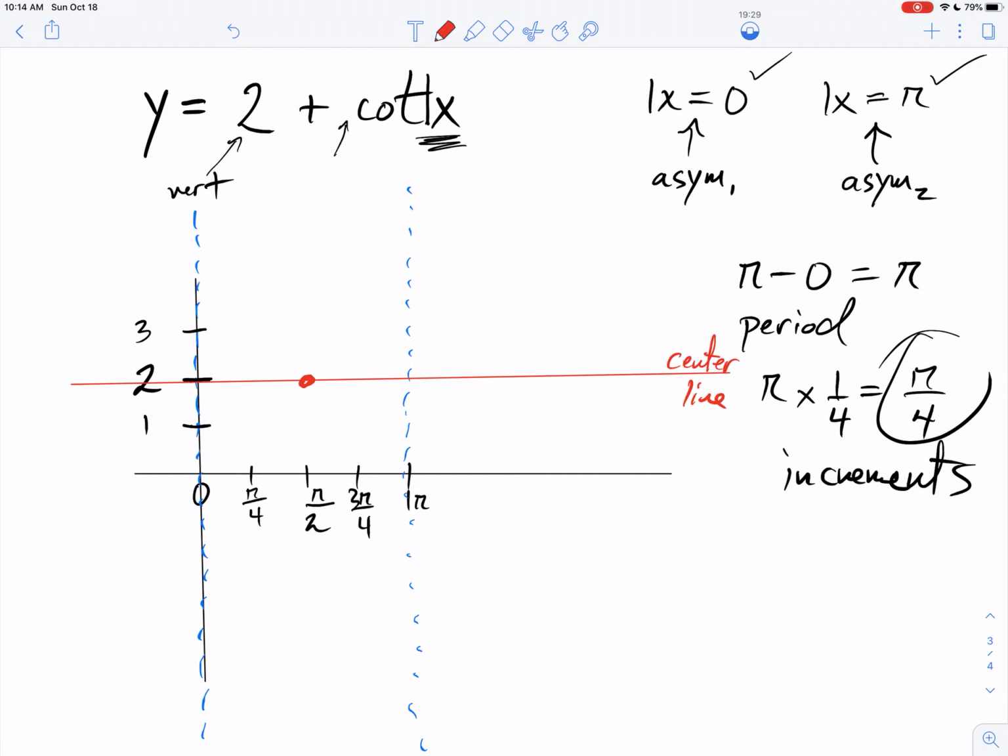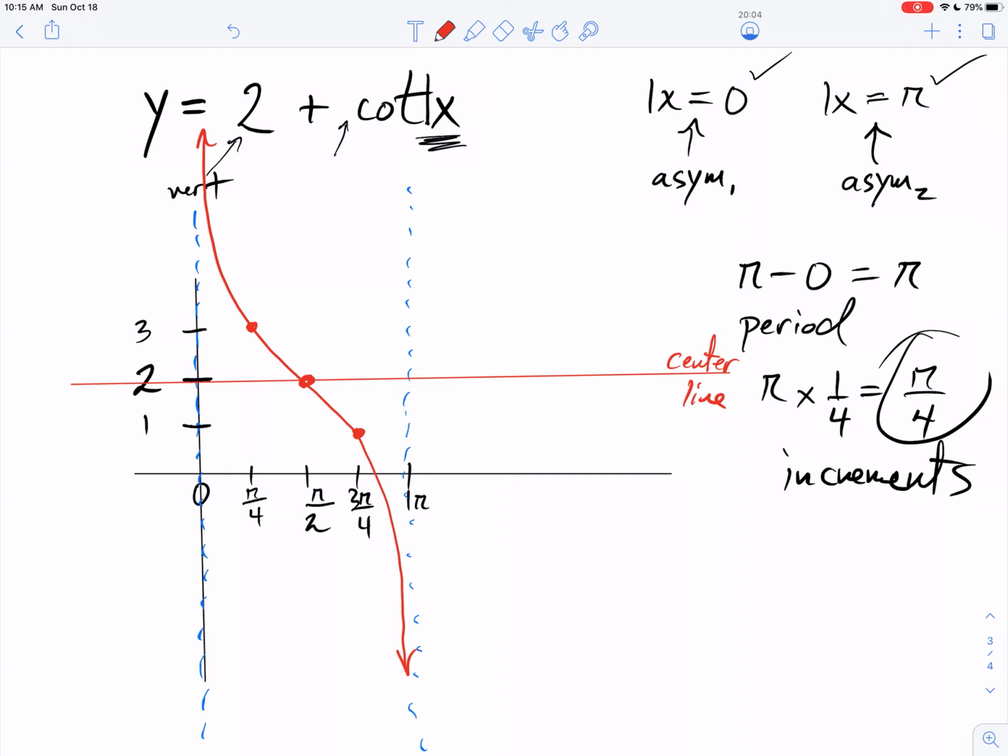Now, on a tangent, I would put a dot here and I'd put a dot here. If it was a tangent, that's what I would do. But cotangent is the reciprocal. So, check this out. Boom, boom, getting rid of those dots. One of them goes here, up on the left, down on the right. So a cotangent graph actually looks like a flipped tangent graph. That's what it looks like.